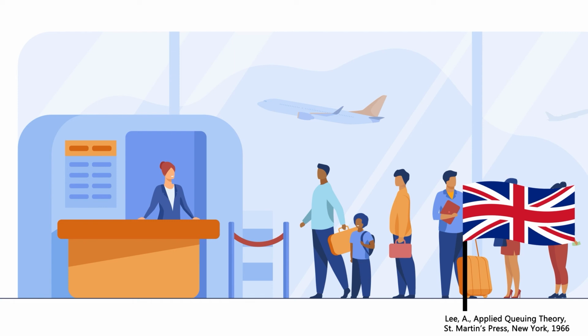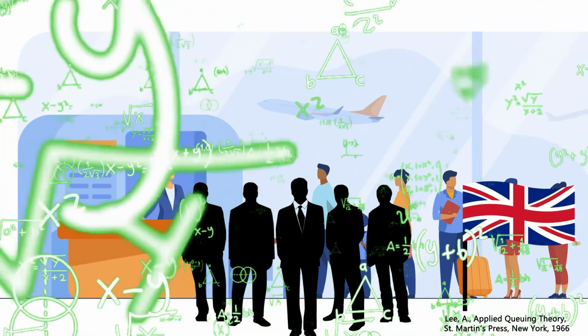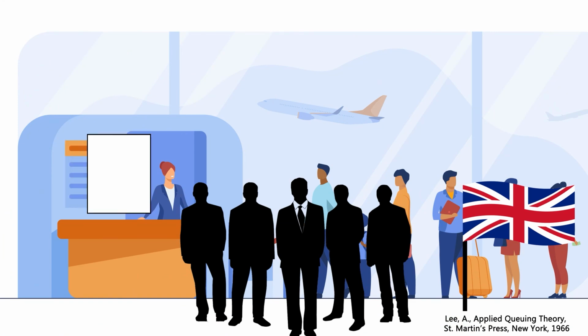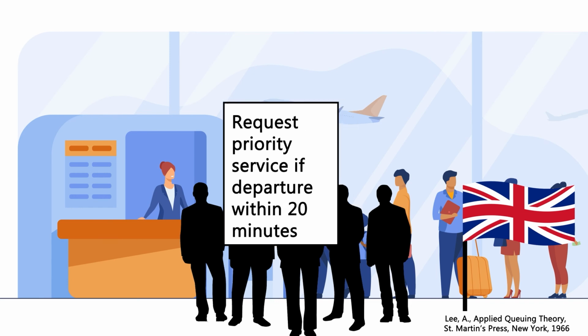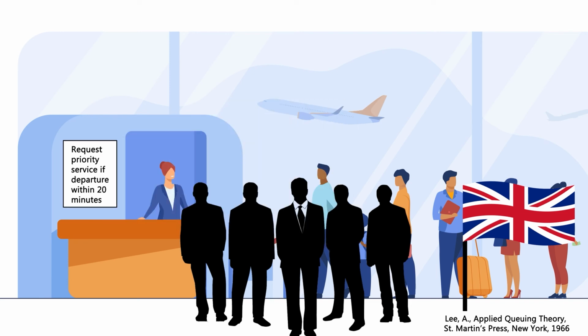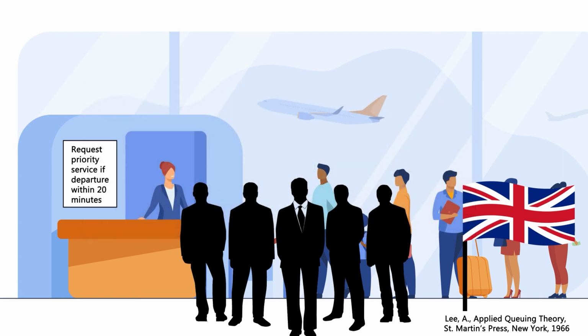For example, in a study of the check-in counters at a large British airport, a US-Canadian consulting team used queuing theory to investigate and analyze the situation, and part of the solution recommended the use of well-paced signs urging passengers within 20 minutes of departure time to advance to the head of the queue and request priority service. The solution was not successful because the passengers, being mostly British, were, quote, conditioned to very strict queuing behavior, end quote, and hence were reluctant to move ahead of others waiting in the queue. Which I guess perfectly demonstrates how carefully we need to consider situations, not just mathematically, but also psychologically and culturally.